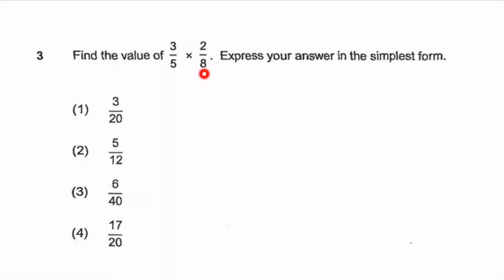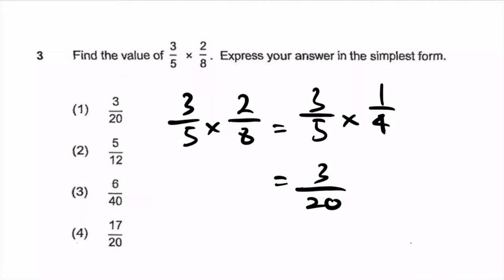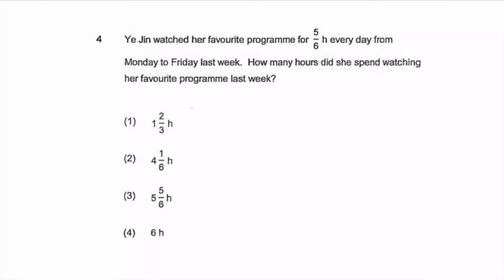So we're going to multiply the fractions together, so that's 3/5 times 2/8, and we can see that we can simplify 2 over 8 to 1 over 4, so we work with smaller numbers. Then top times top, we get 3, bottom times bottom, we get 20, and that is the simplest form, so 3 over 20.